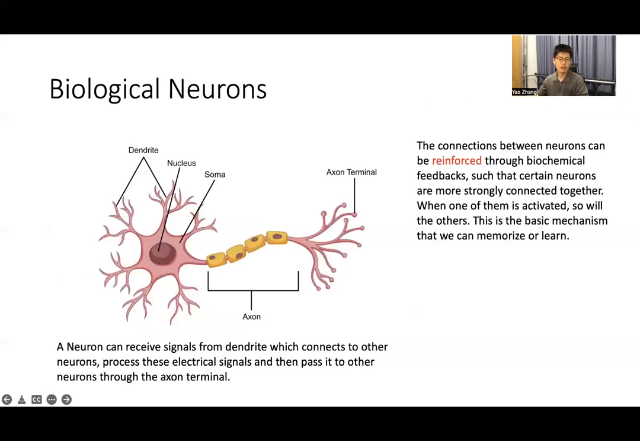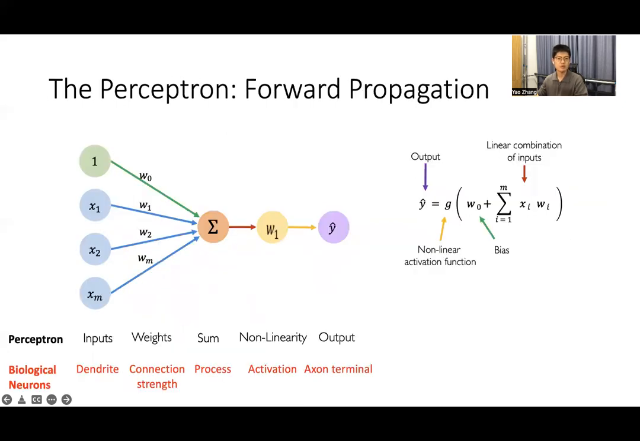We know our brain is made of neurons, billions of them. A neuron can receive signals from dendrites, which connect to other neurons. It processes these signals and then passes them to other neurons through the axon terminals. During a learning process, the connections between neurons can be reinforced through biochemical feedbacks, such that certain neurons are more strongly connected together. When one of them is activated, so will the others. This is the basic mechanism by which we can memorize or learn. Computers actually can mimic this process very nicely.